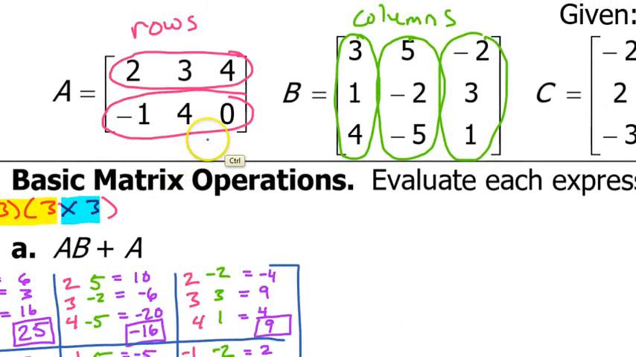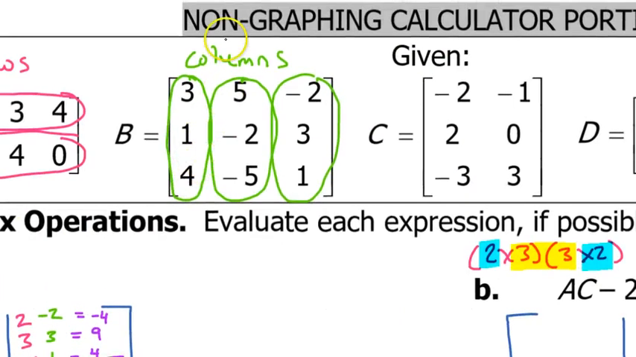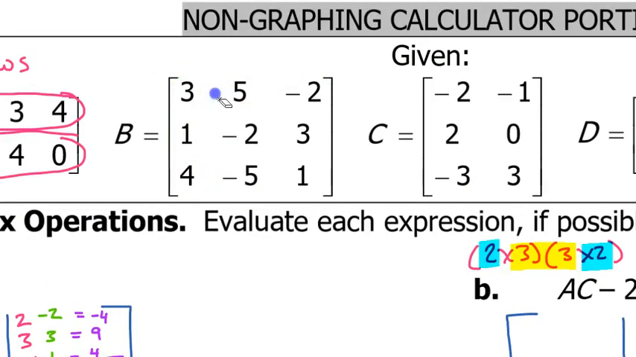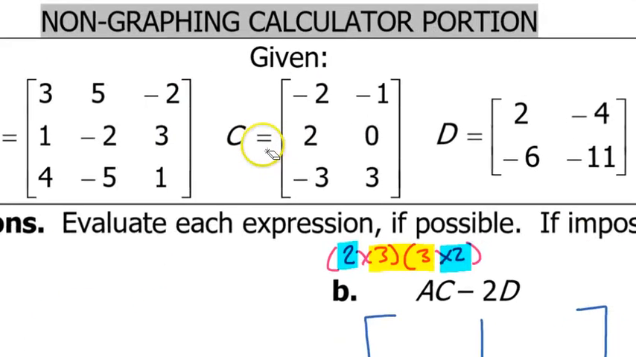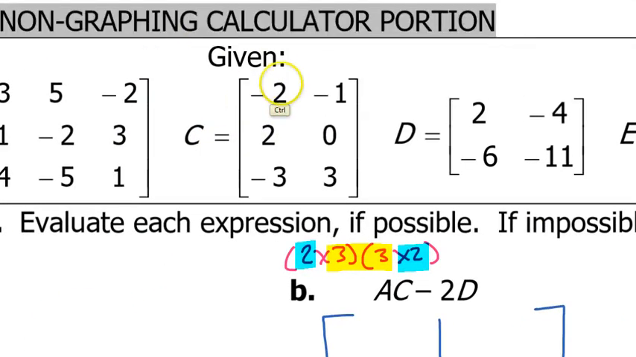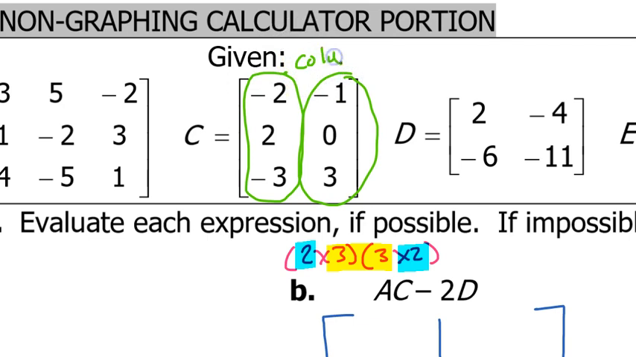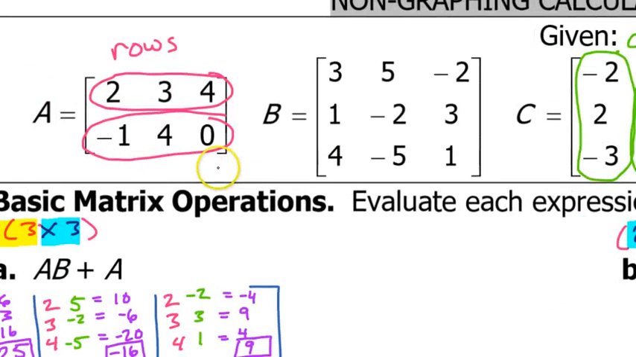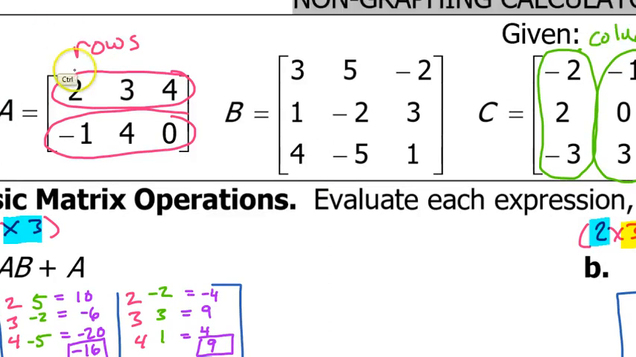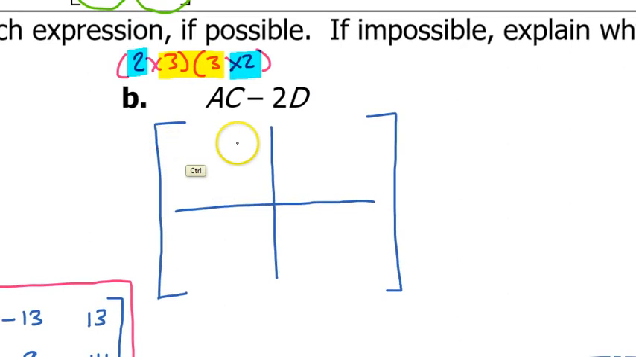So again, the first matrix gives us the rows. The second matrix will give us the columns. So the rows will come from matrix A, and the columns will come from matrix C. Row 1 is 2, 3, 4. So row 1 will go in row 1. So that's why I'm going to have 2, 3, 4. And that's it.